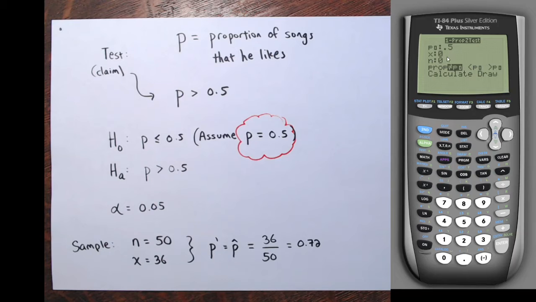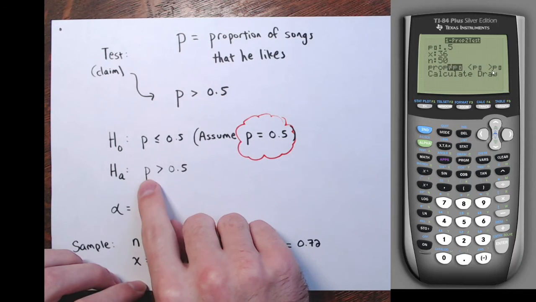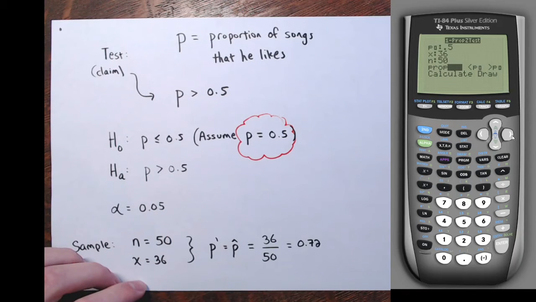Now remember, X, like I said earlier, is the number of successes in my sample. He took a sample of 50 songs and 36 of them he liked. What was the sample size? 50. And then this prop is, what does the alternative hypothesis look like? Is it a two-tailed test, a left-tailed test, or a right-tailed test? What we're seeing here is a right-tailed test, that P is greater than 0.5. So I move that over to the last part where it says prop is greater than P0.